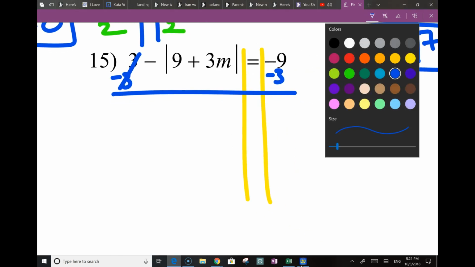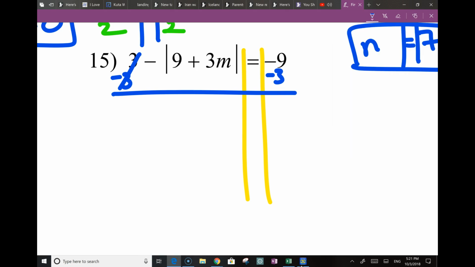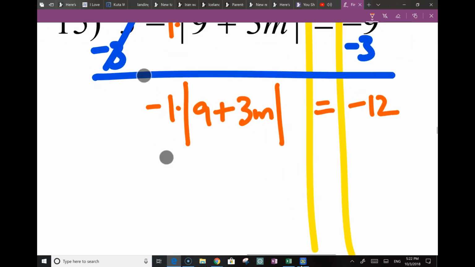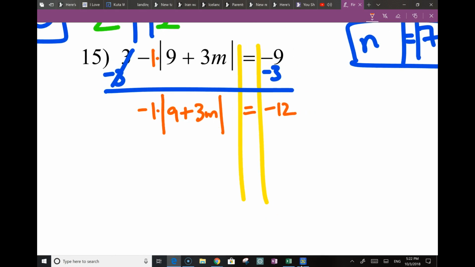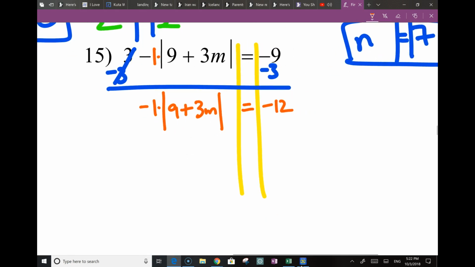What I get is, I have a -1 over here. So -1, just like before, and it's multiplying. So what I have now is -1 times the absolute value of 9 plus 3m is equal to -12. Now again, be careful not to jump right into saying no solution, because there's a -1 that's kind of sneakily staying by the side, and we have to take care of that -1. In fact, that's the next step, which is to divide the -1 on both sides.